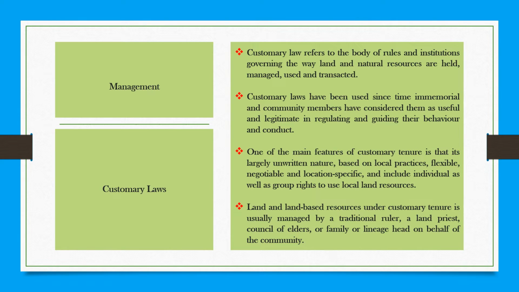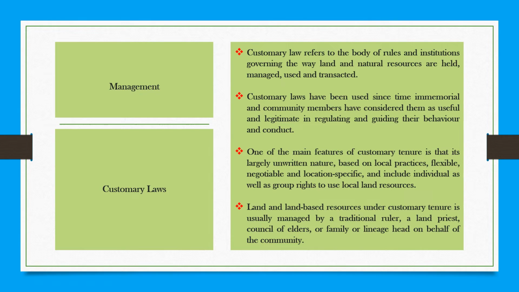Again, one of the main features of customary laws or customary tenure system is that they are largely unwritten. They are not written anywhere. They exist in the memories of its members, especially elders, because they have observed over the years how land is used, and therefore they understand practices that enhance access and sustainable use of land, and also that enhance peaceful coexistence among the land users. And those practices have been passed over from one generation to another.